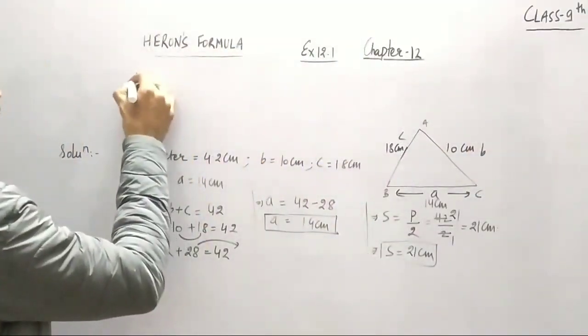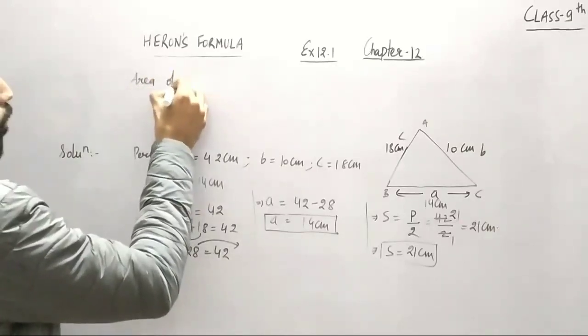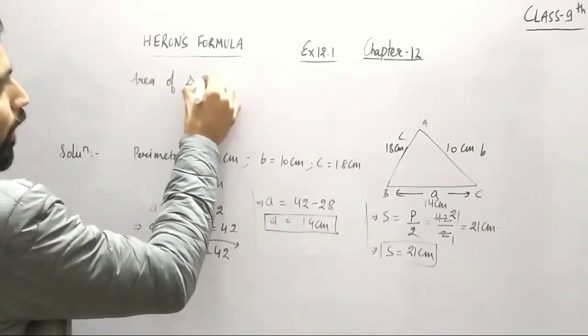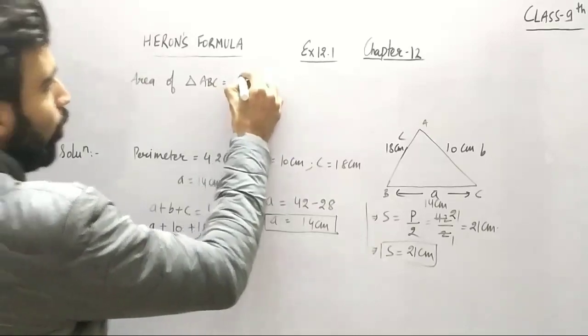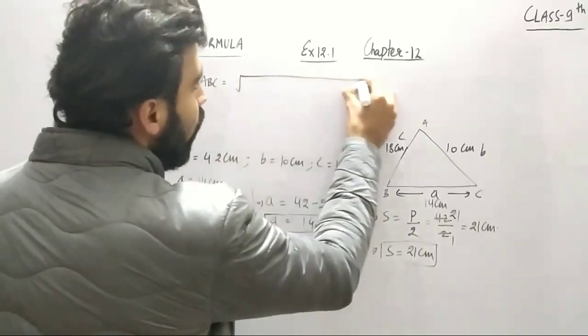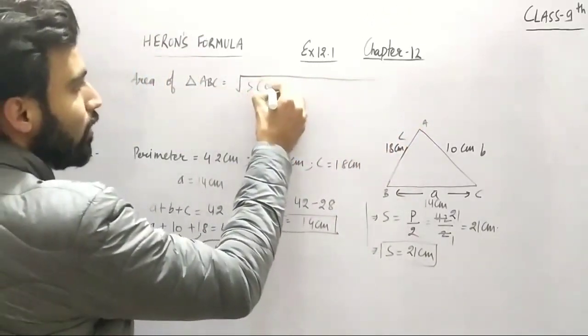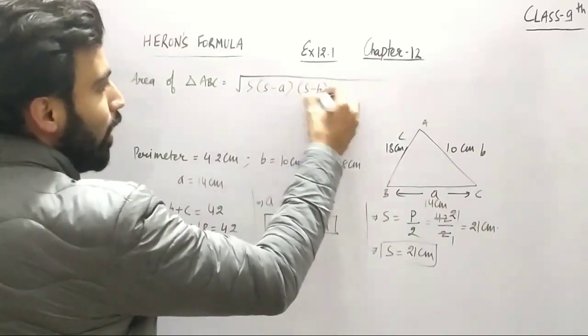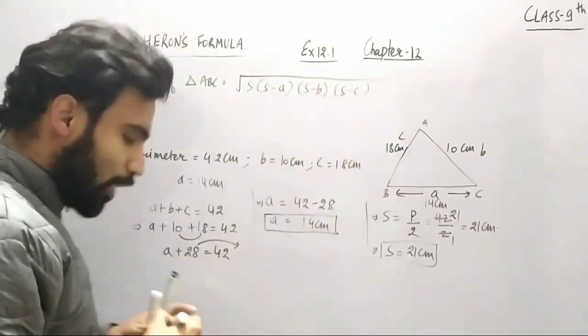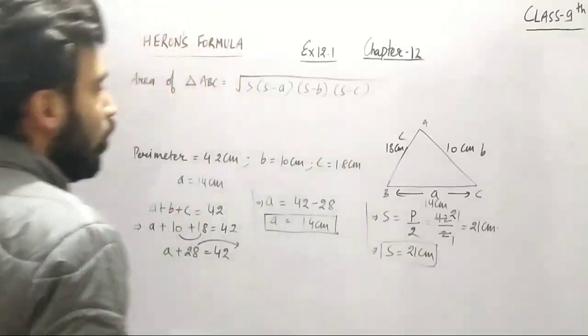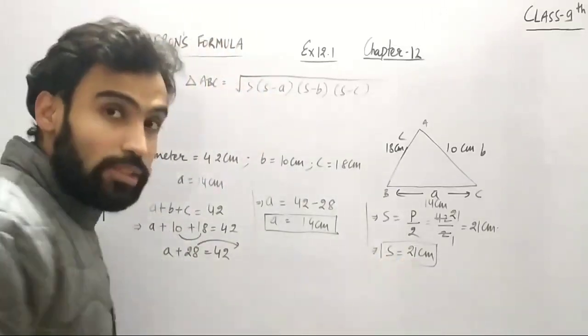So students, let me just write down the formula of the area of triangle ABC. So the Heron's formula, as we all know, now we are familiar with it. So you can see S minus A, S minus B, S minus C. Let me just change the marker here. So now we know the value of S, that is 21.